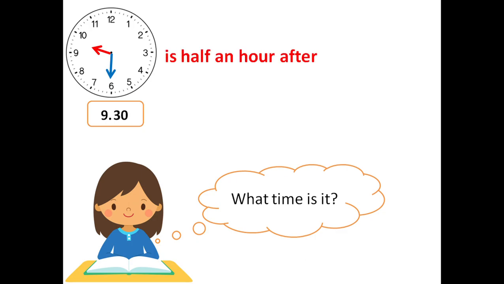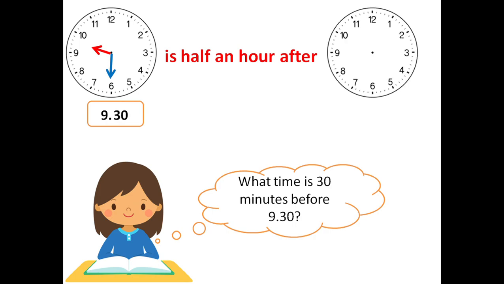9:30 is half an hour after. So remember, half an hour is the same as 30 minutes. 30 minutes after. So you need to find what time is 30 minutes before 9:30, because the question is 30 minutes or half an hour, so you only need to move the longhand.